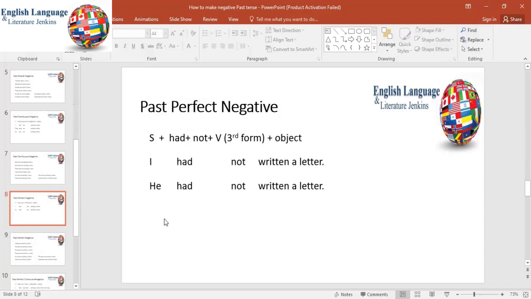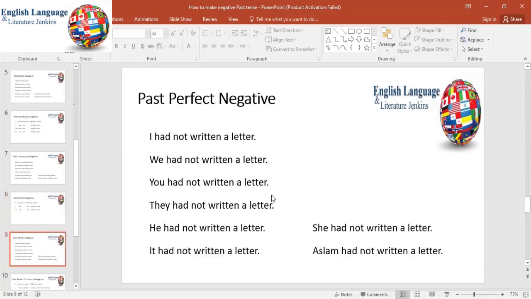Past perfect negative. We use had not with the verb third form to make negative sentences. I had not written a letter. He had not written a letter. With all subjects, we use had not with the verb third form to make negative sentences.